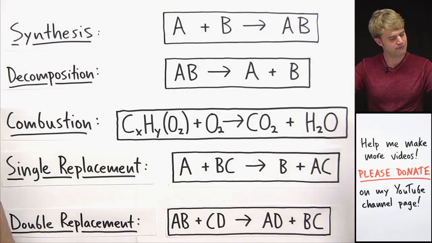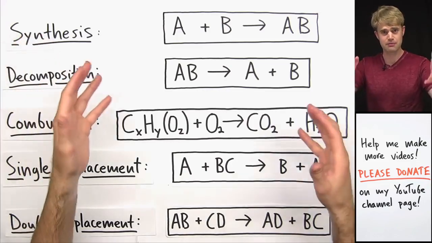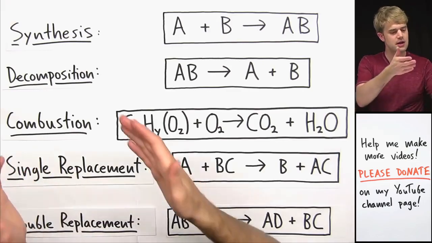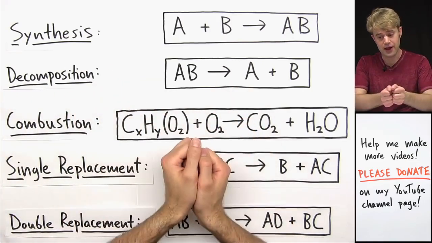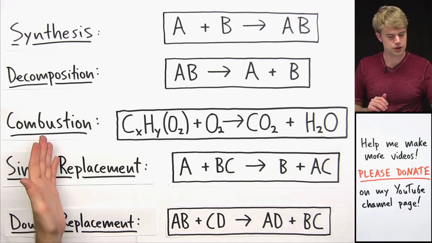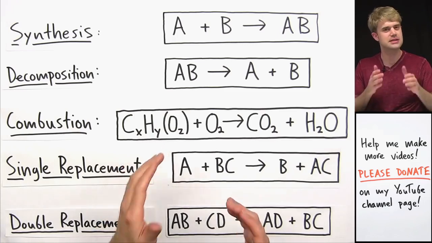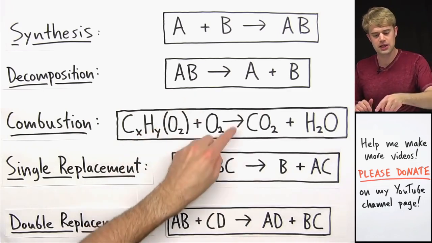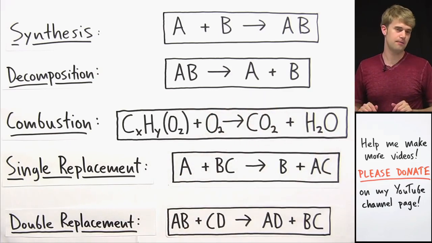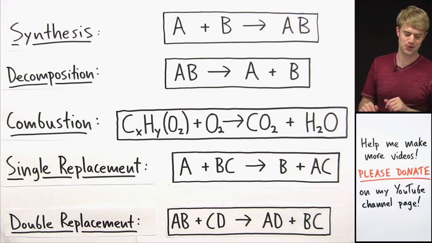So these are our 5 major types of chemical reactions. In synthesis, simple things combine together to make something more complex. In decomposition, something complex breaks apart into simpler pieces. In combustion, a compound that contains carbon, hydrogen, and sometimes oxygen comes together with oxygen gas to make carbon dioxide and water. Single replacement and double replacement are our 2 dance floor reactions.